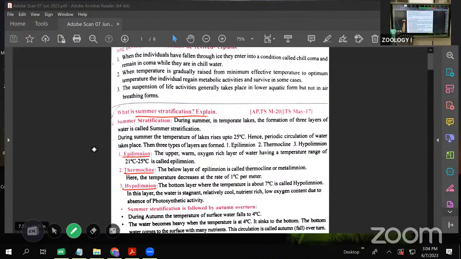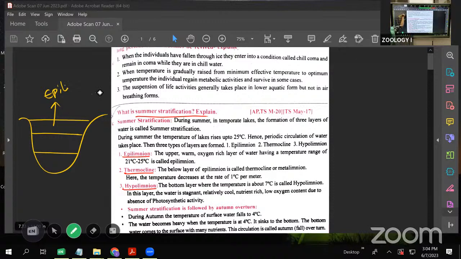In the summer season, for example, see this one. This one is the lake. The inside of the lake, the upper portion of the water is called the epilimnion. Middle is called a thermocline. Last is called a hypolimnion. See this one, first upper. In the summer season, it is more hot, that is called the epilimnion. Outer side is called the epilimnion. Last one is called hypo. Epi means upper one, hypo means down. Hypolimnion. Middle one is called a thermocline.